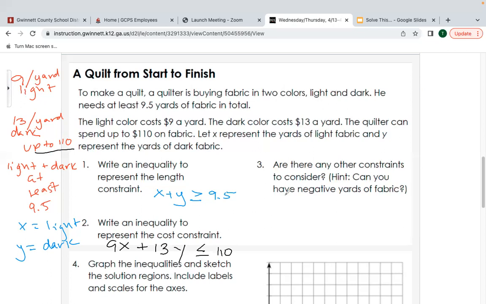Now, are there any other constraints to consider? So for instance, can you have negative yards of fabric? No. So X is going to be bigger than 0, and Y is going to be bigger than 0. Could we have equal to 0 on both of those? No, because think about it. We're making a quilt with 2 colors, so we have to have at least 1 for both of those. Does that make sense? We can have like half a yard, but that would be a little silly.